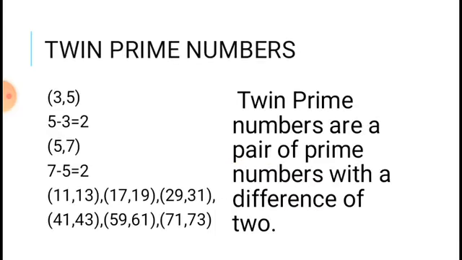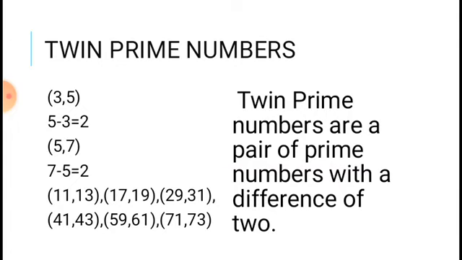Twin prime numbers. Consider a pair of prime numbers 3 and 5. If we subtract 3 from 5, the difference is 2. That's why 3 and 5 are called twin prime numbers. Twin prime numbers are a pair of prime numbers with a difference of 2. If we subtract 5 from 7, the difference is 2.